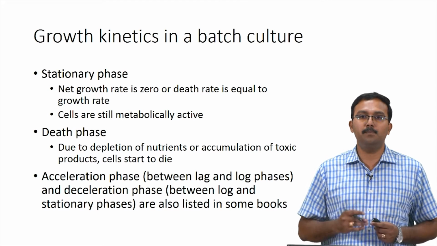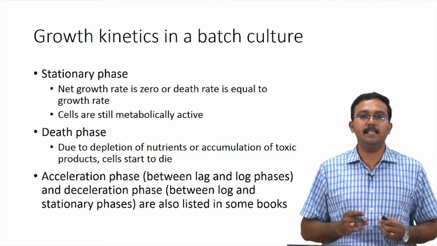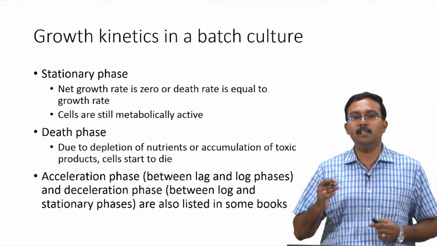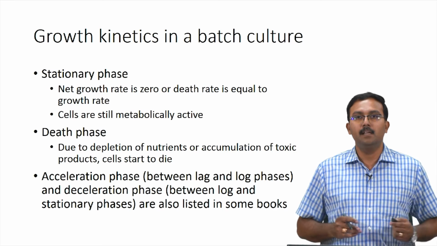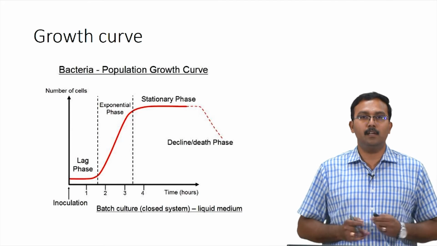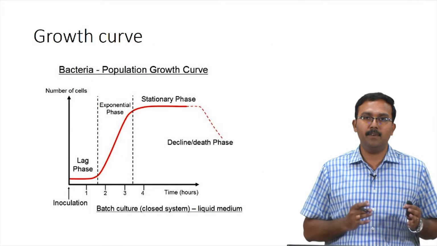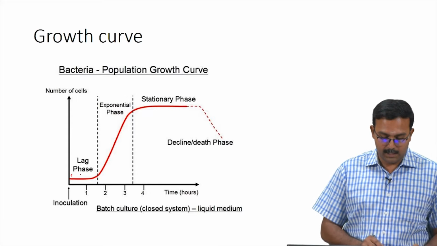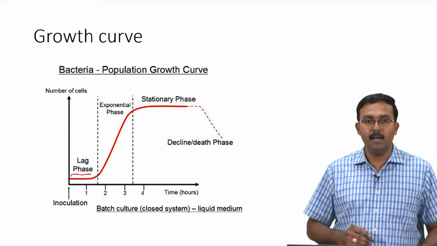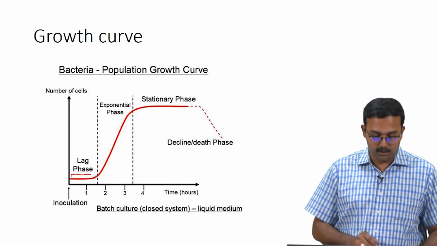Acceleration phase is the phase between the lag and the log phase, and deceleration phase is the phase between the log and the stationary phase. So, what you see here is the growth curve. You have the lag phase initially where the cells are getting used to the new environment and the cell numbers or concentration is not increasing.